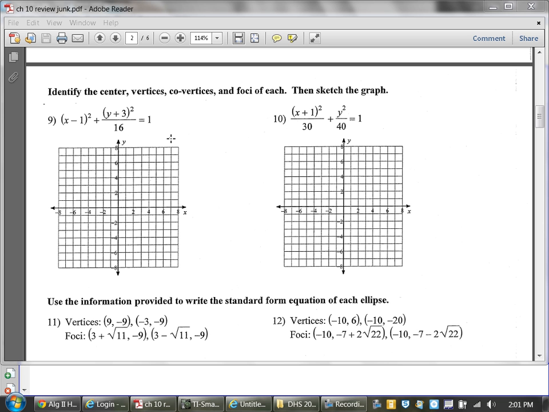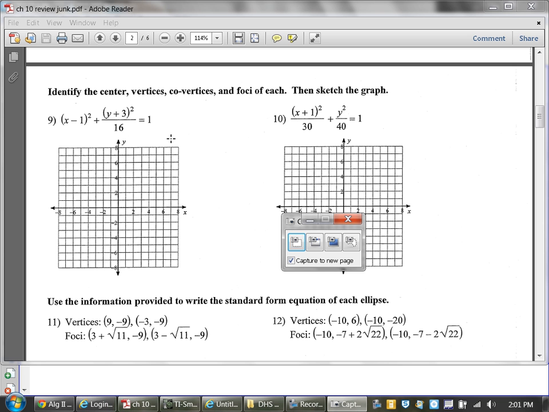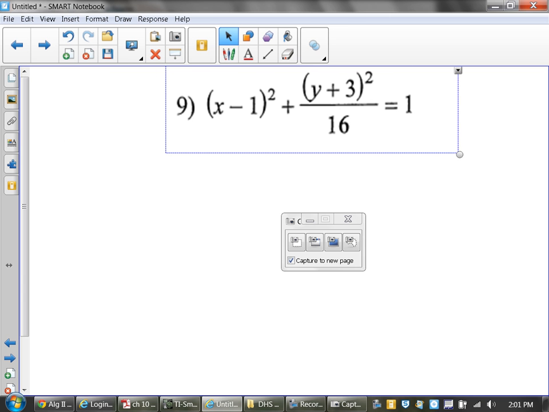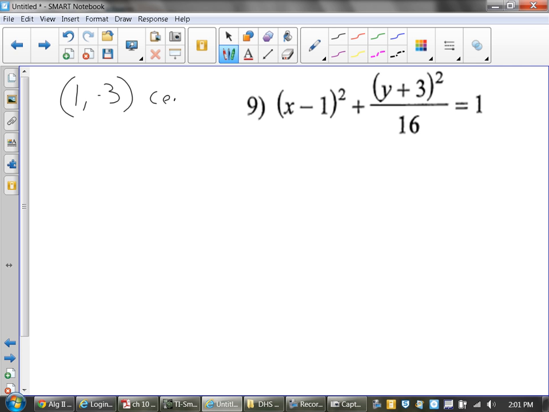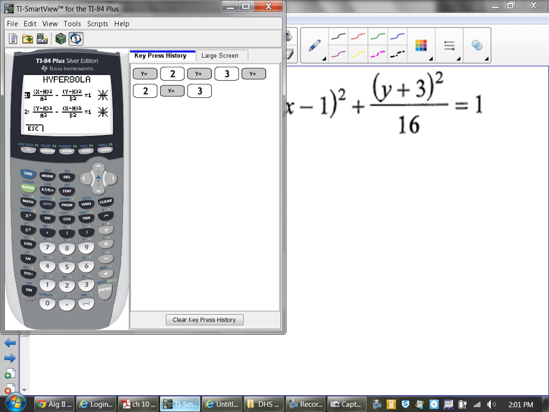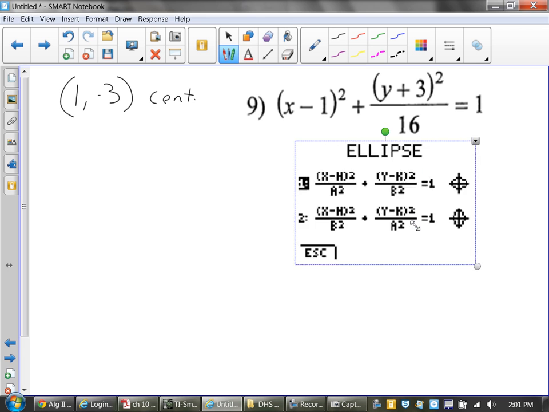Every single time that we've done one of these problems, I've always set it up the same way. The very first thing we do is always identify the center. We identify the H and K, and we build off of that. In this case, my H and K is 1, -3, so that's my center. I also know that this problem was an ellipse because it said graph the ellipse. So I'm going to look at my calculator and look at the ellipse equation.